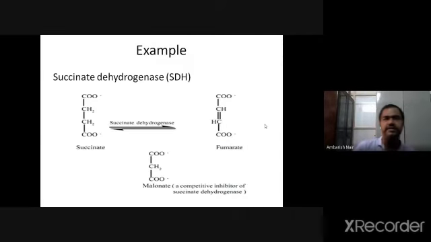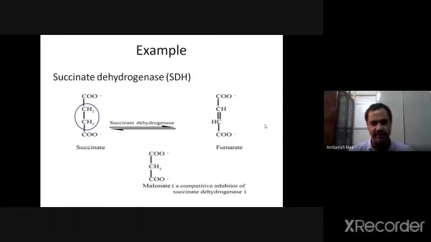So what is the example for competitive inhibition? This is a classical example of competitive inhibition, which can be clearly explained with this example. You might have heard about the enzyme called succinate dehydrogenase. This enzyme is famous in one of the cycles in our biological system, the tricarboxylic acid cycle. I hope you remember this cycle. But just have a look at this enzyme.